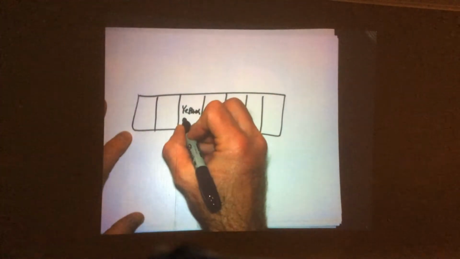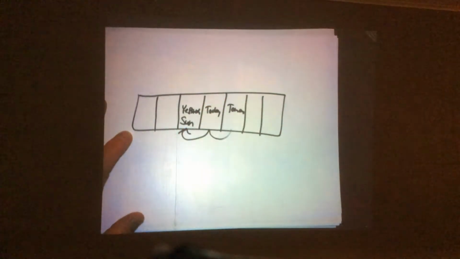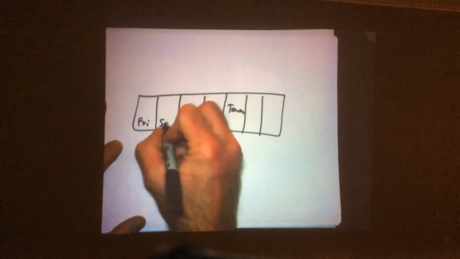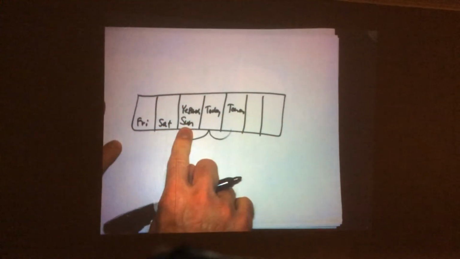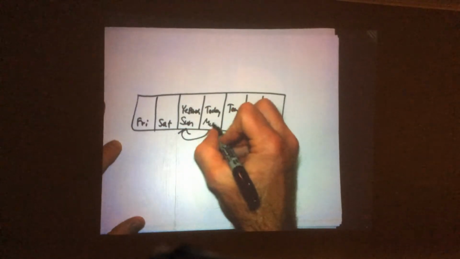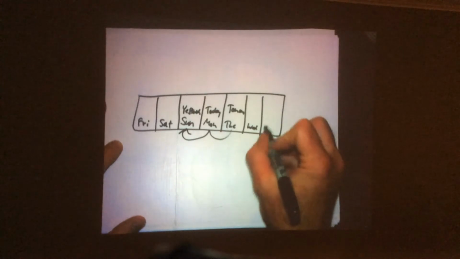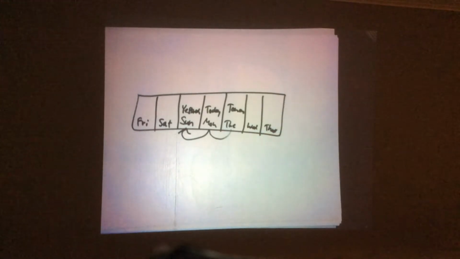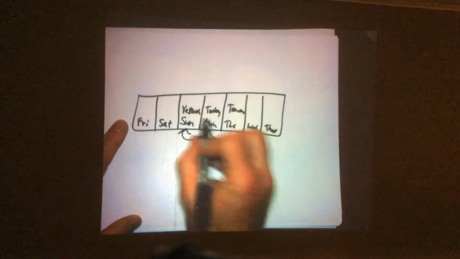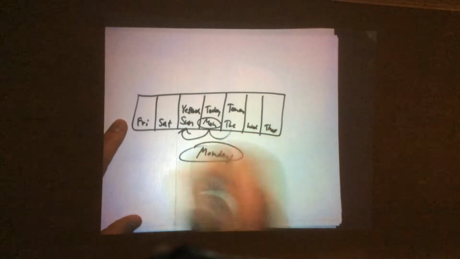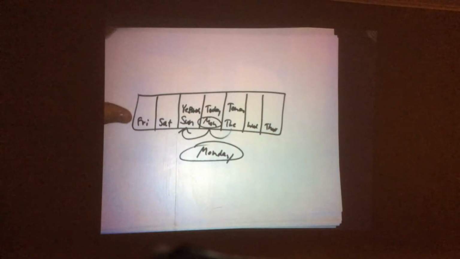So if yesterday is a Sunday, we know then that this has to be Friday and this has to be Saturday because this is Sunday, which means that this is Monday, Tuesday, Wednesday, and Thursday. So we know all 7 days of the week. Now, back to the question. What day is today? Oh, there it is. It's Monday.